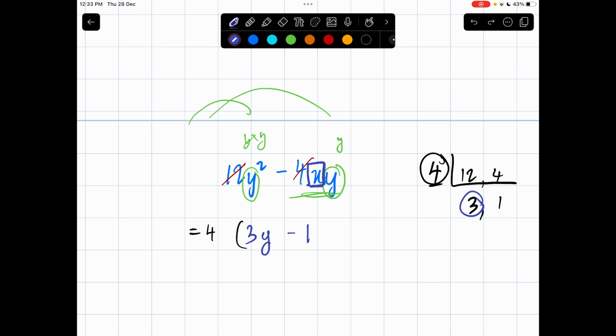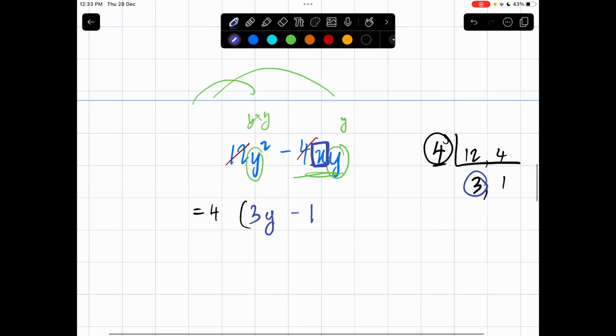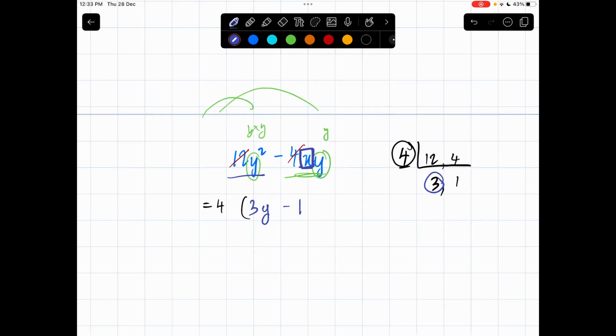This x only appears in one of the terms. 12y squared doesn't have an x, and 4xy has an x. So if there is no commonality between both of the terms in terms of x, we can just leave x to be alone. Don't have to disturb it at all. Coefficients or numbers or alphabets that are not related to any kind of division or factors can be left alone. There's no need to disturb them. So we will get 4y.